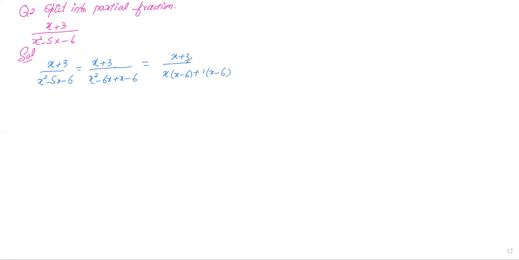That method is already taught in O levels or IGCSE or lower classes. So you have to write this one as (x − 6) times (x + 1). That is the method you have to apply. Now you are able to factorize, so now you are able to make the partial fraction of this one. I will make the partial fraction over here.